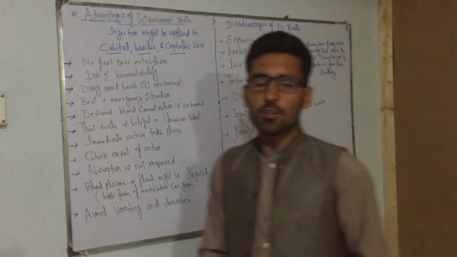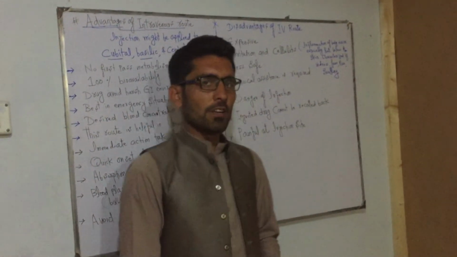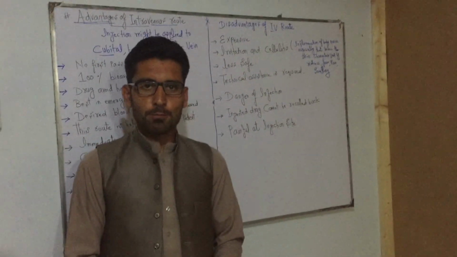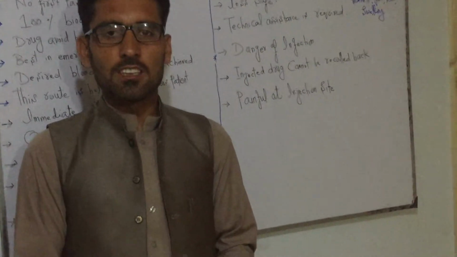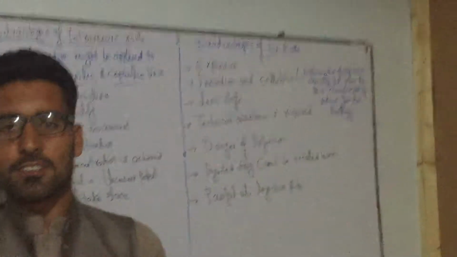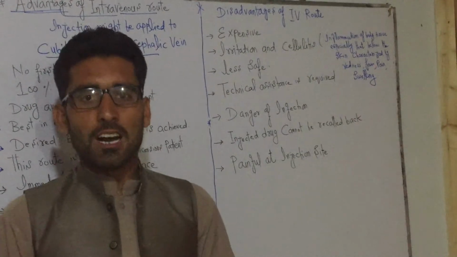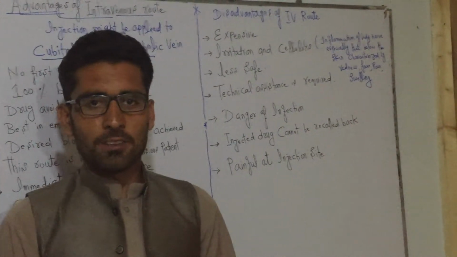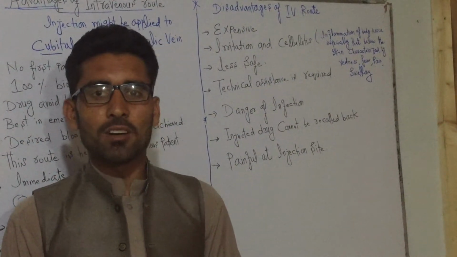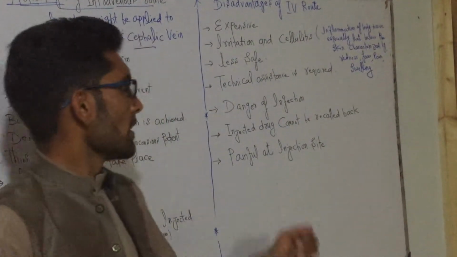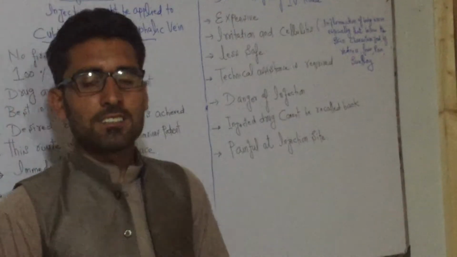Next are the disadvantages of the intravenous route. This route is the most expensive, because you need a disposable syringe and other materials like tubes, so this route is expensive as compared to the enteral route. Next is irritation and cellulitis.